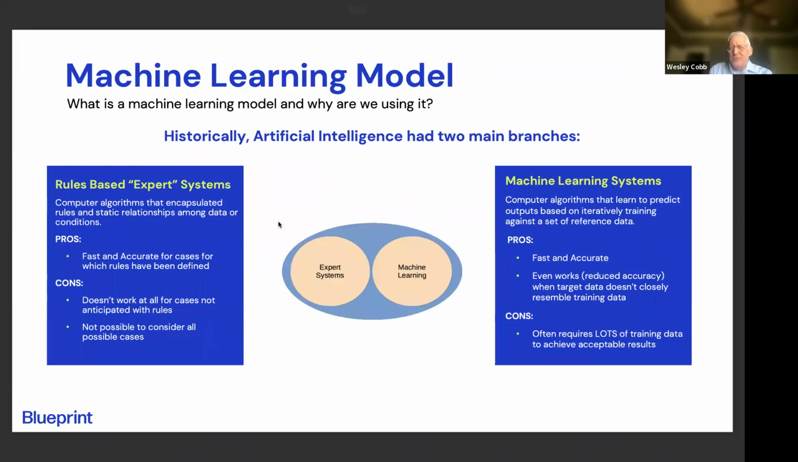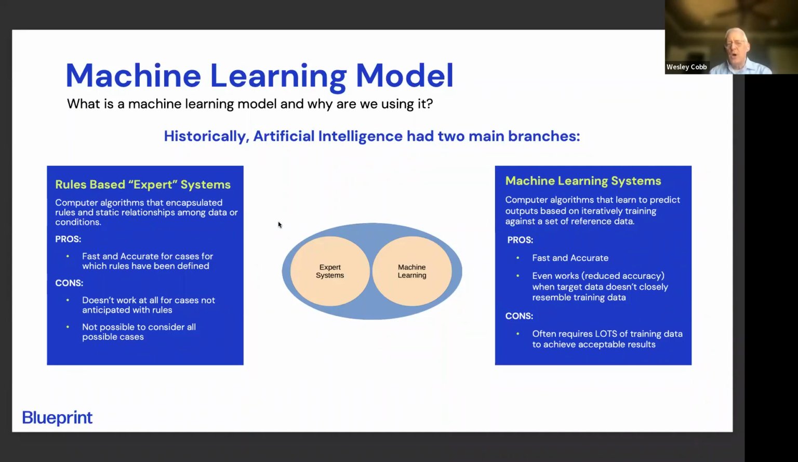Machine learning is one of these weird little things that you hear about in the press all the time now. And it's interesting because historically it was one of the two main branches of artificial intelligence. There was a branch called expert systems and there was a branch called machine learning. And expert systems were based on rules. Basically, you took a computer algorithm that you constructed by codifying a bunch of questions and answers to questions.